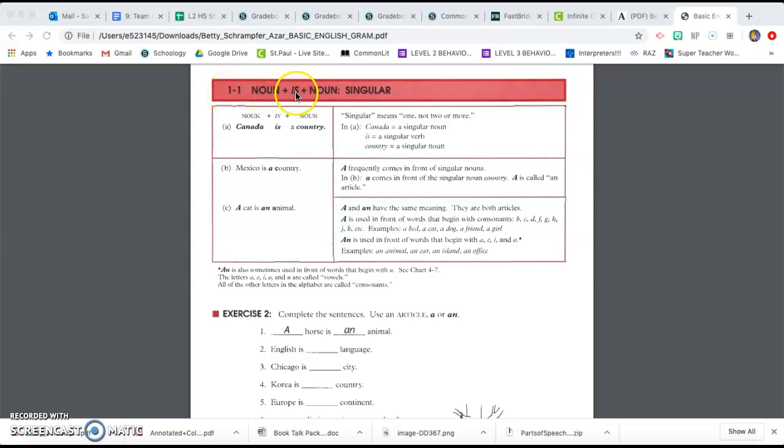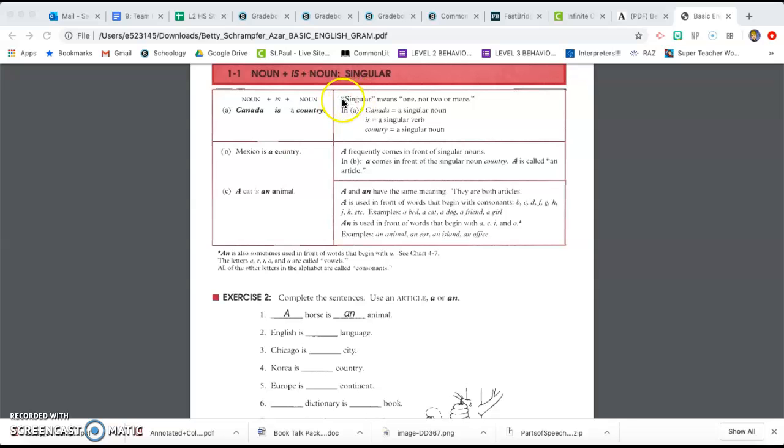Noun plus is plus noun is singular. As you guys maybe already remember, a noun is a person, a place, or a thing in English. When we talk about something being singular, it means one. Like if you say, I'm single, it means I'm by myself. I don't have a boyfriend or girlfriend. Singular means one, not two or more.